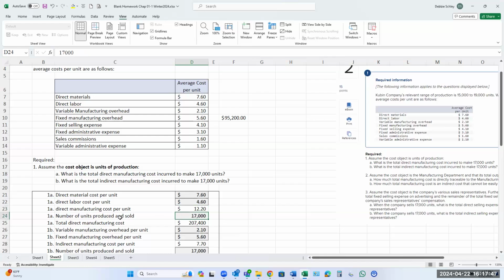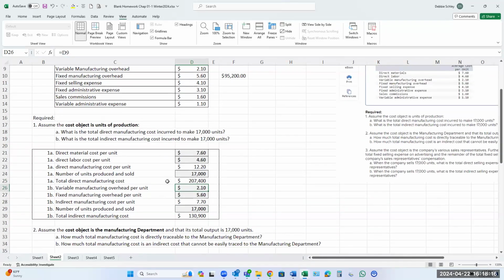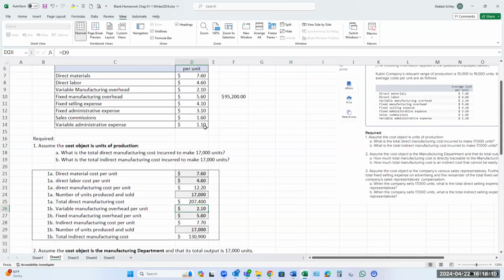And then we want to know how many units are produced and sold. Well, right here in A, it tells me 17,000 units. So look in your problem right here, and that's the number you put here for the number of units produced and sold. And then they figure this out for you, but essentially what they have done is taken the units and multiplied it by the direct cost per unit of the direct material and the direct labor. Then the variable manufacturing overhead per unit, which is right there. The fixed manufacturing overhead per unit is right here.